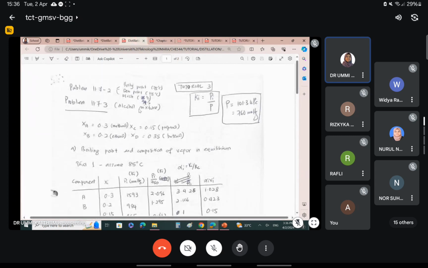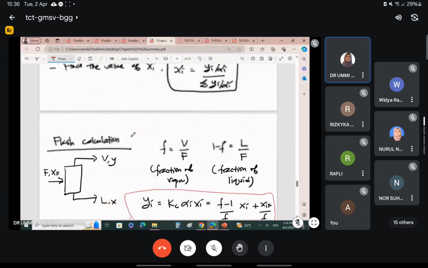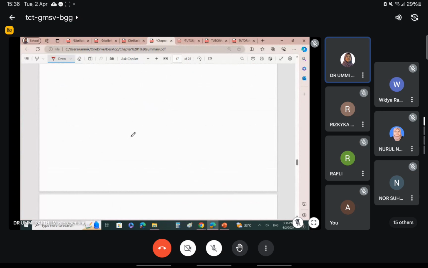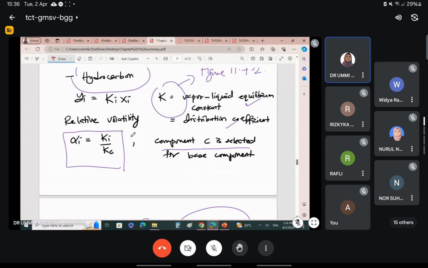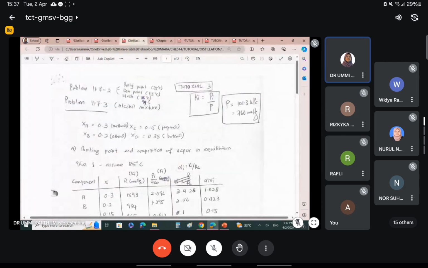Ada yang dah buat tak? Okay, so gunalah relation between Raoult's law and ini tadi. Relation between the K value and the Raoult's law. So Ki is equal Pi over P. In which Pi is a vapor pressure, kan?